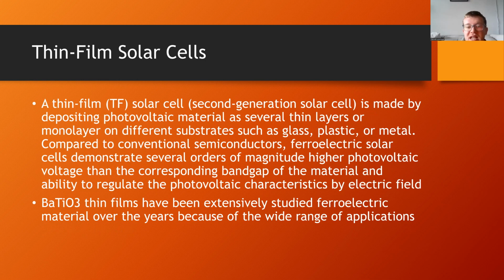And in a thin film or TF solar cell, also known as a second generation solar cell, is made by depositing photovoltaic material as several thin layers or monolayer on different substrates such as glass, plastic, or metal. Compared to conventional semiconductors, ferroelectric solar cells demonstrate several orders of magnitude higher photovoltaic voltage than the corresponding band gap of the material and ability to regulate the photovoltaic characteristics by electric field. Barium titanium oxide thin films have been extensively studied ferroelectric material over the years because of the wide range of applications.